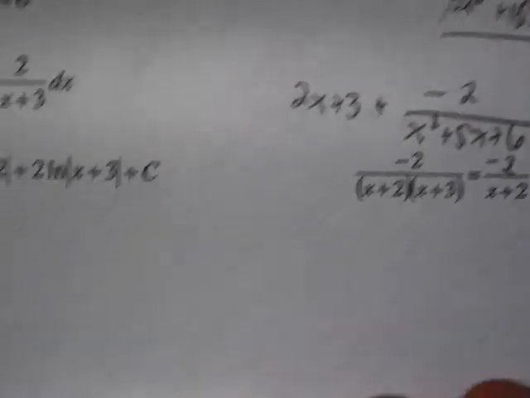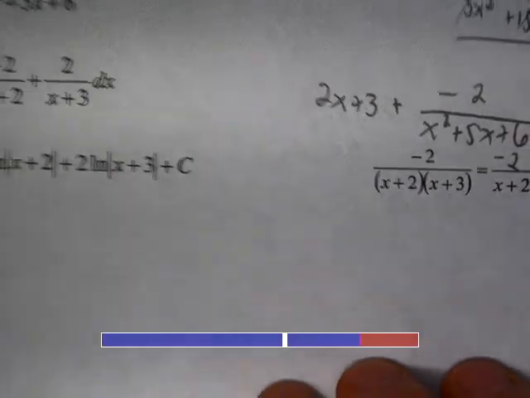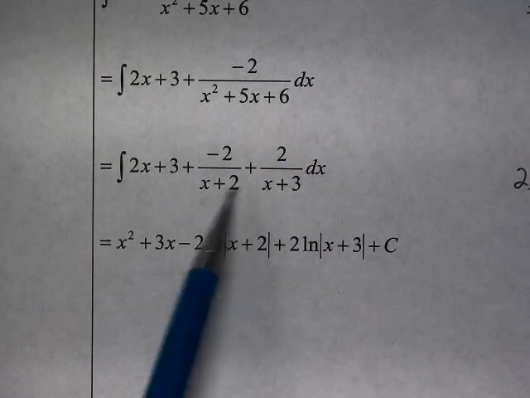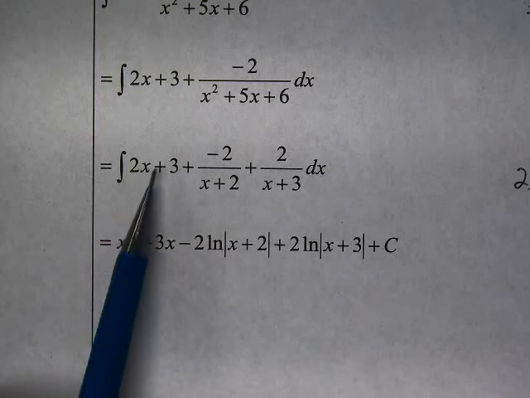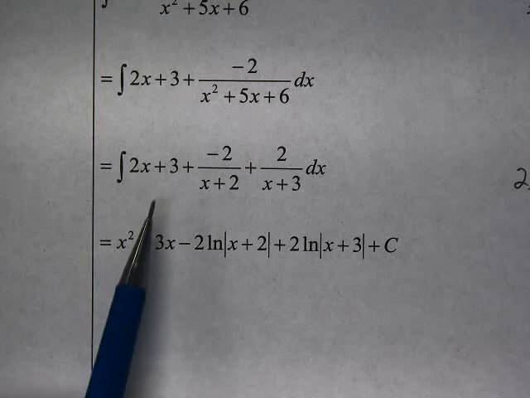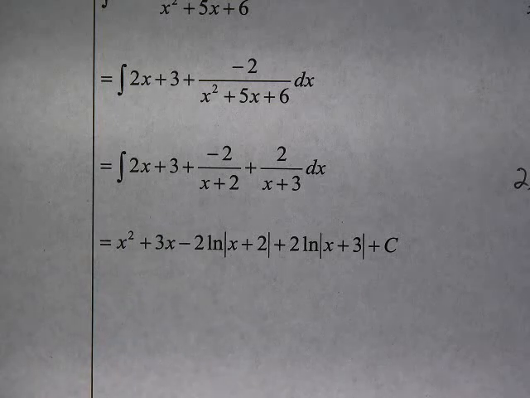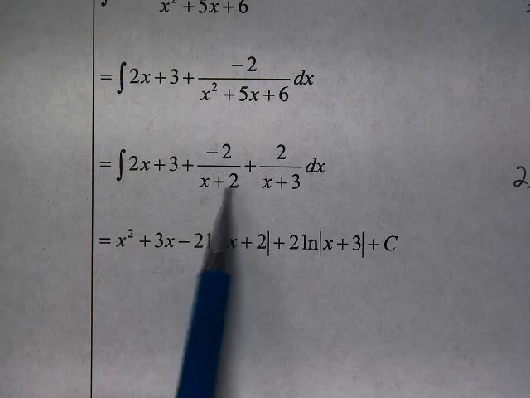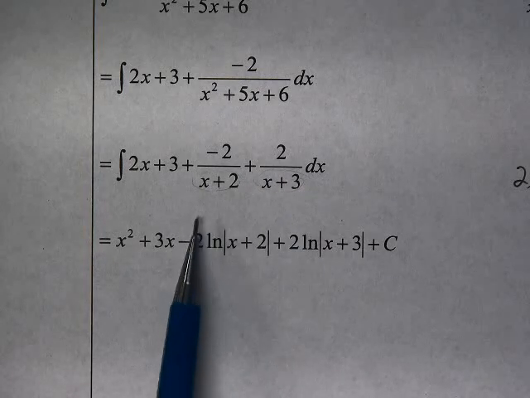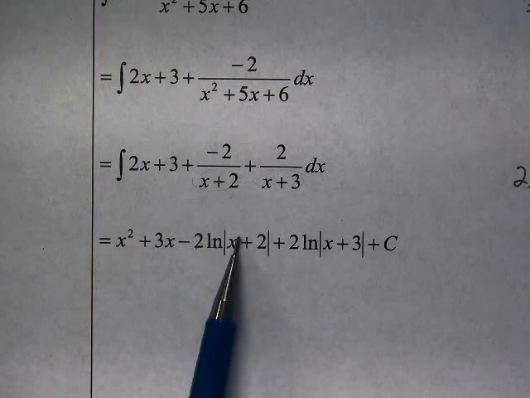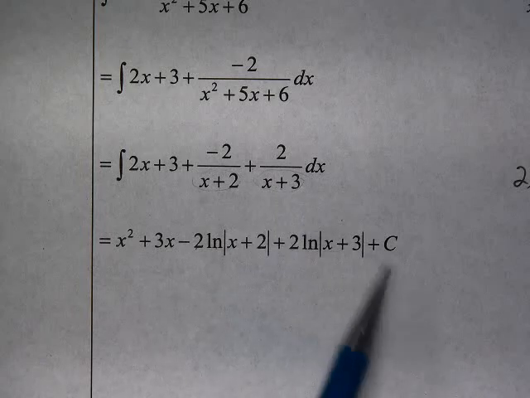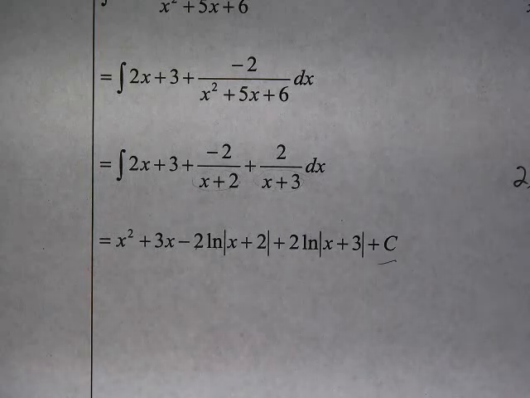So once I do the partial fraction decomposition there, now I'm trying to integrate this. There's 4 terms here. The first 2 terms integrate really easily. Antiderivative of 2x is x squared. Antiderivative of 3 is 3x. Here I have another linear denominator and another linear denominator. So I have negative 2 ln of absolute value of x plus 2 plus 2 natural log of absolute value of x plus 3 plus my plus c.